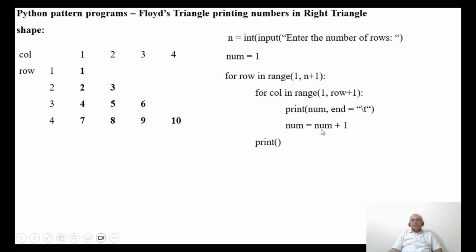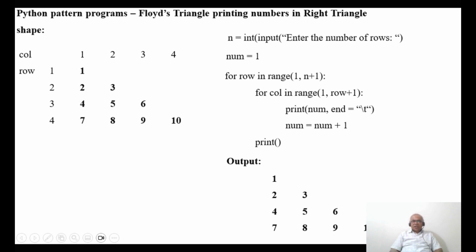And the number is incremented, num plus 1, because every time the number increases. In the first row you have only 1, in the second row first column we have 2 and then 3. So, 2 plus 1 becomes 3. Then in the third row we start from 4, 3 plus 1 becomes 4, 4 plus 1 becomes 5, 5 plus 1 becomes 6. Then 7, 8, 9, 10. So, num is equal to num plus 1, and the print goes to the next line. So, the output is in the same pattern that we wanted.